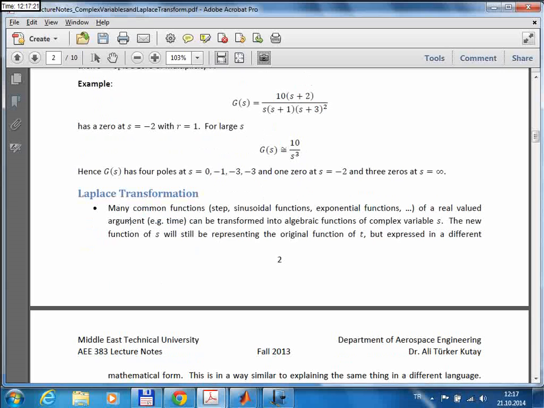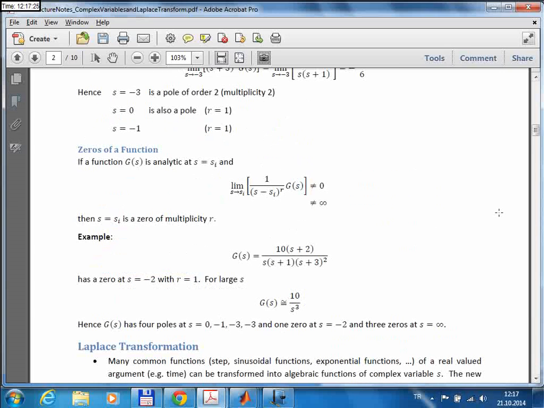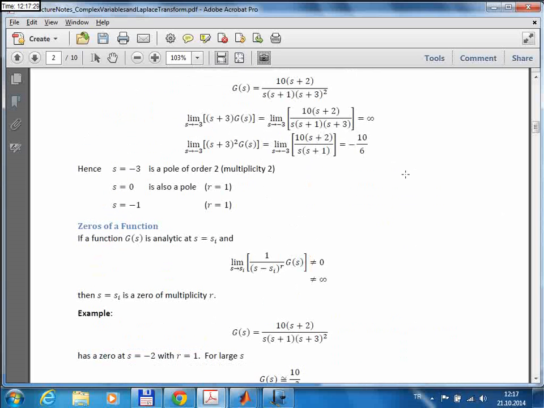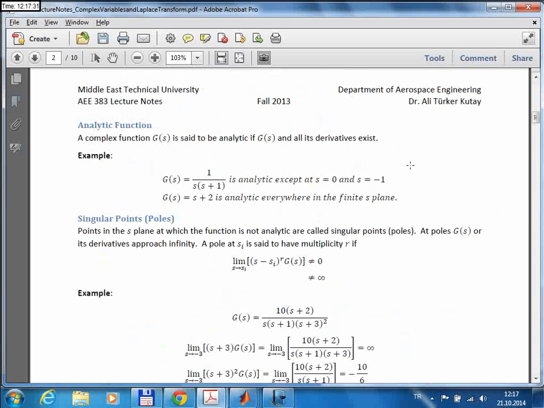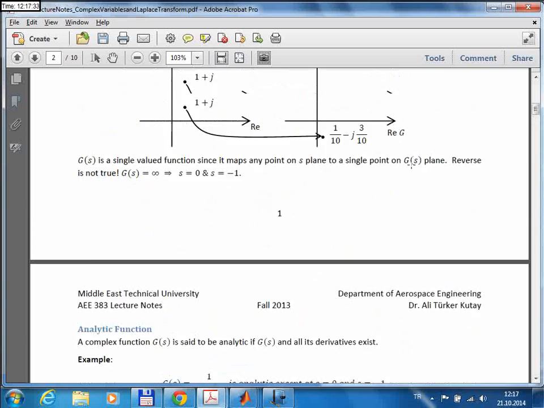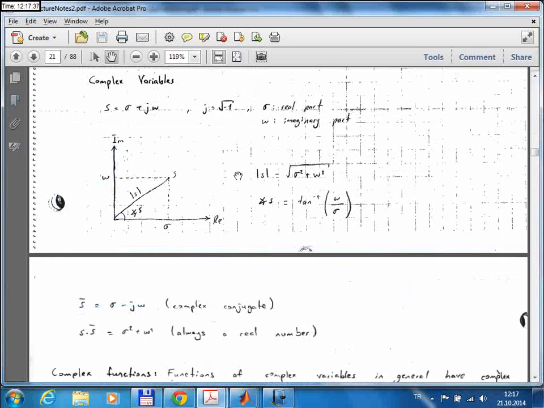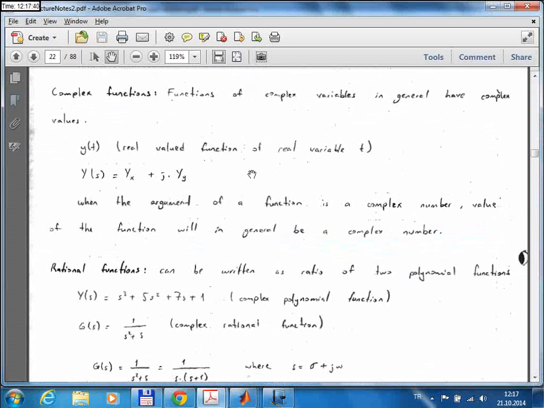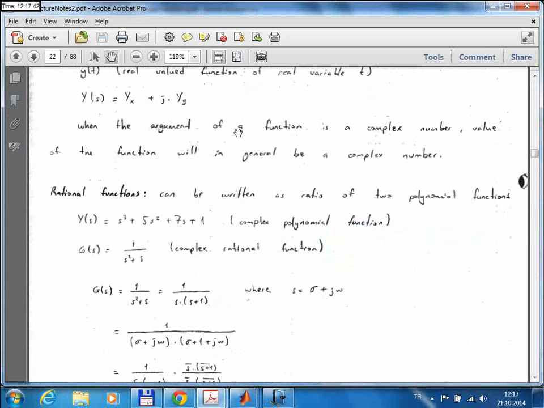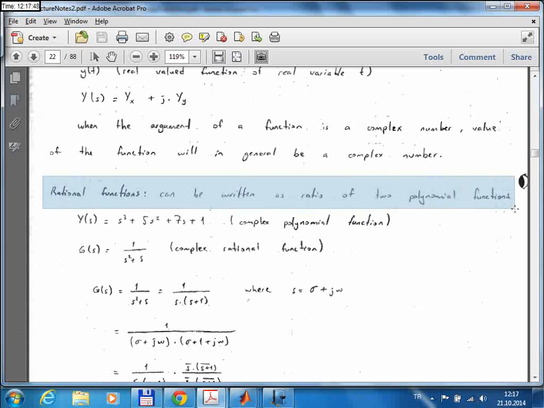Okay, so this is all the information we really need to define Laplace transformation. But before that, I should have defined rational functions, but I cannot really see it here. But I think I saw it here on the other notes. So this is really important since we will be using pretty much rational functions all the time.